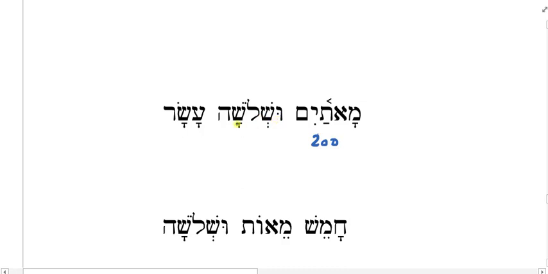And then I have u shilosha, which is the number 3. That u is of course plus, so 203. And then I have asar, which is a form of 10. And so what I end up being left with is 200 and 310, which is 13. So this is the number 213.